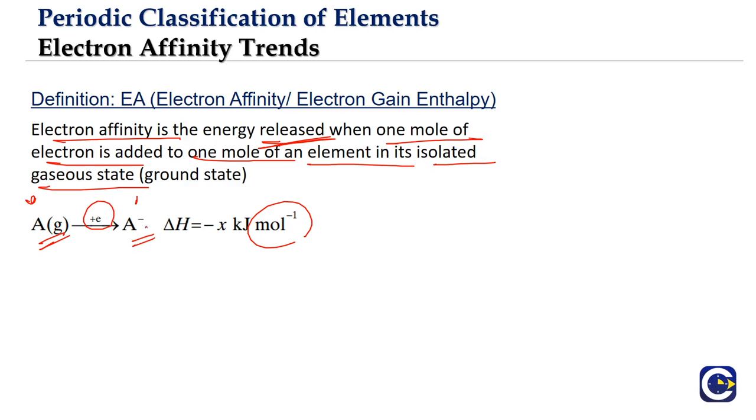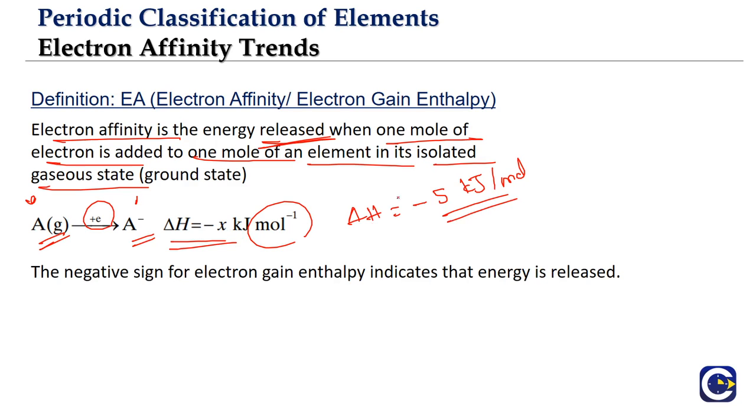That will result in the formation of an anion, and for this process the energy change will be negative, meaning this much amount of energy. Say for example we are saying delta H is equal to minus 5 kilojoule per mole, just one indicative number, it means this 5 kilojoule per mole of energy is being released. That is why the enthalpy change will be shown as negative. So the negative sign basically represents that this much amount of energy is being released.